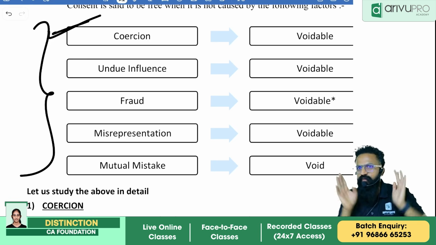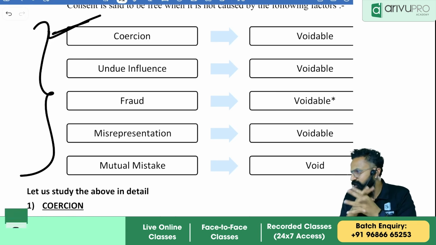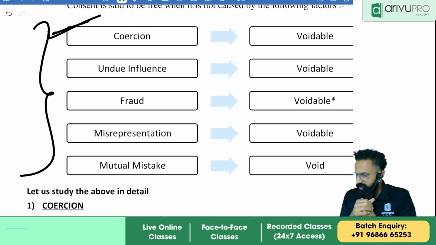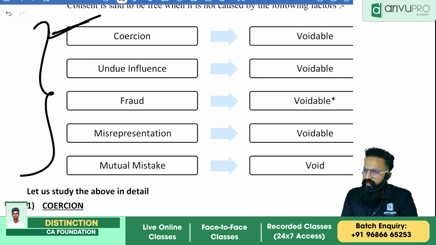Burden of proof, you would have seen. That is only called undue influence. What is the difference between coercion and undue influence? There is one major difference. A third party is involved in coercion. In undue influence, a third party is not involved. Yes, so that is the difference between coercion and undue influence.